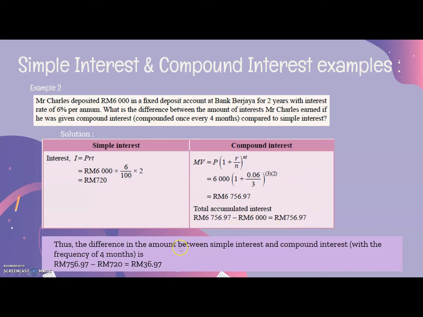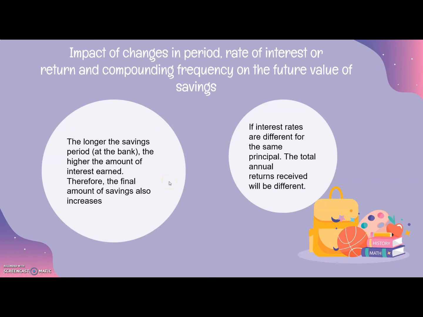Thus, to find the difference of the simple and compound interest, you just have to minus both of the interests, and you will get RM 36. Okay. So, what is the impact of changes in period, rate of interest or return and compounding frequency on the future value of saving? First is the longer the saving period at the bank, the higher the amount of interest earned. Therefore, the final amount of saving also increases. Secondly, if interest rates are different for the same principal, the total annual return received will be different.